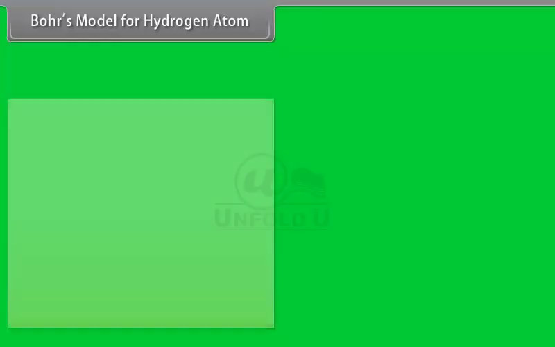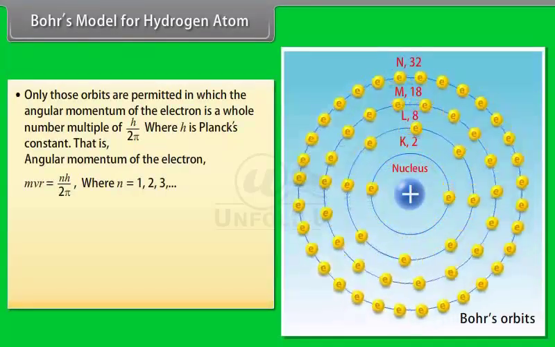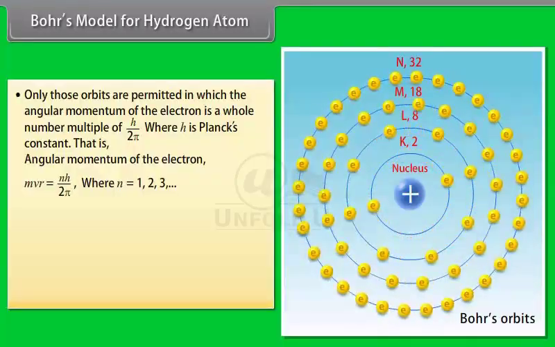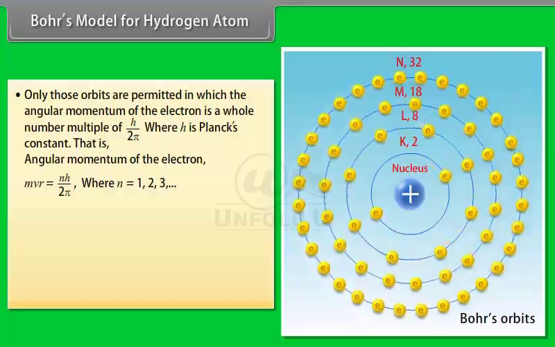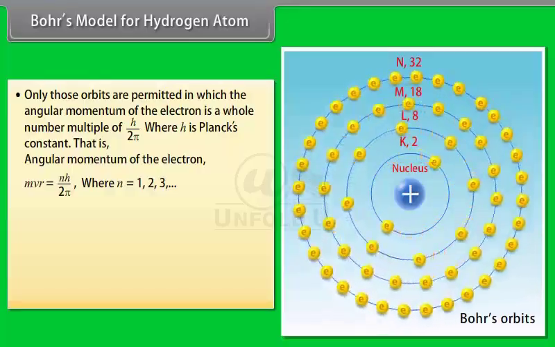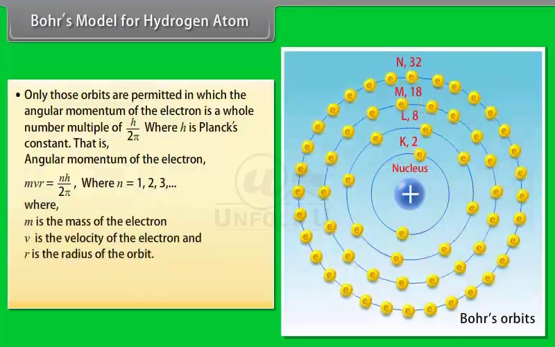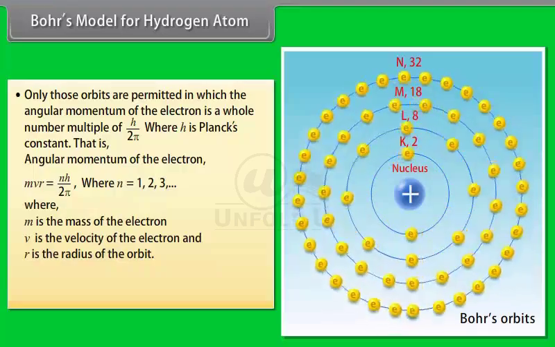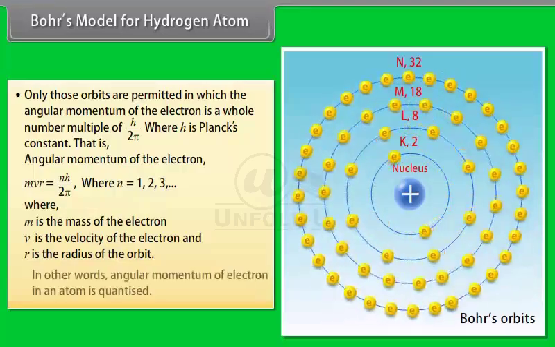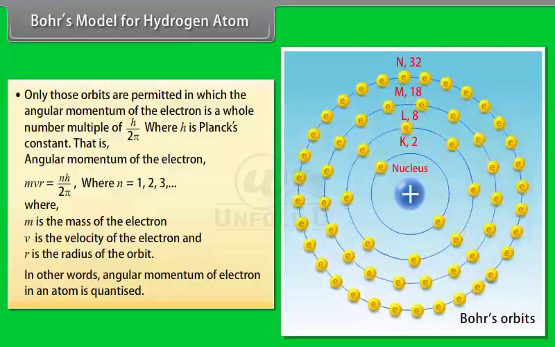Shells. Only those orbits are permitted in which the angular momentum of the electron is a whole number multiple of h by 2π, where h is Planck's constant. That is, angular momentum of the electron mvr is equal to nh/2π, where n is equal to 1, 2, 3, etc., where m is the mass of the electron, v is the velocity of the electron, and r is the radius of the orbit. In other words, angular momentum of electron in an atom is quantized.